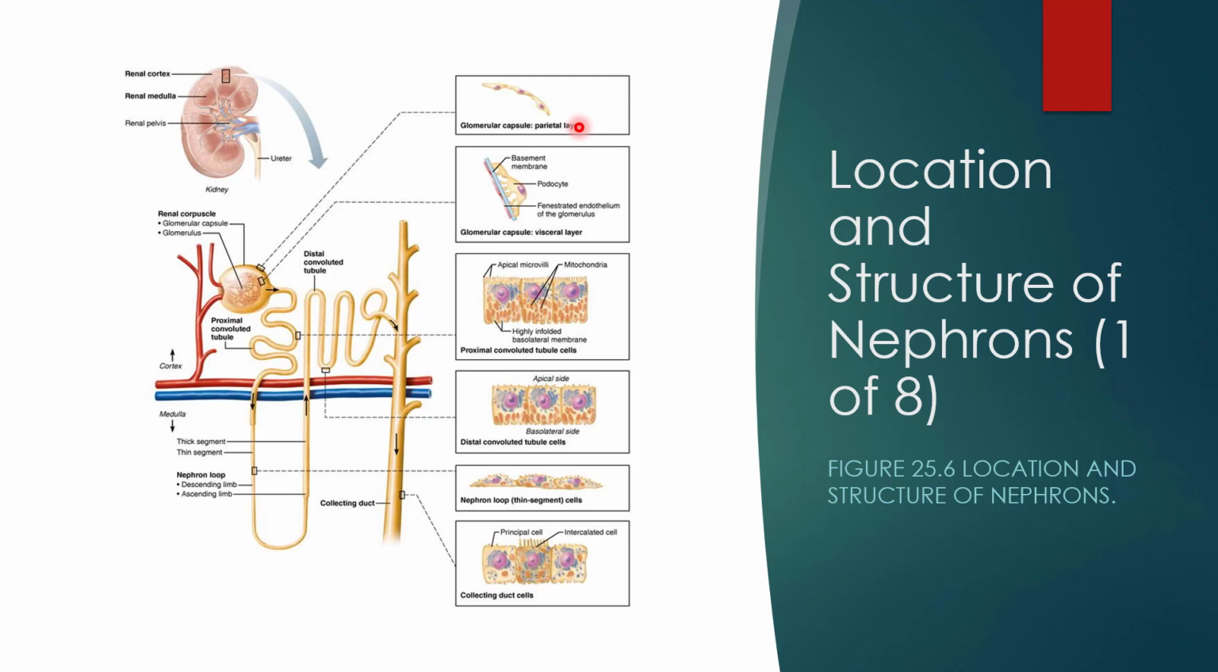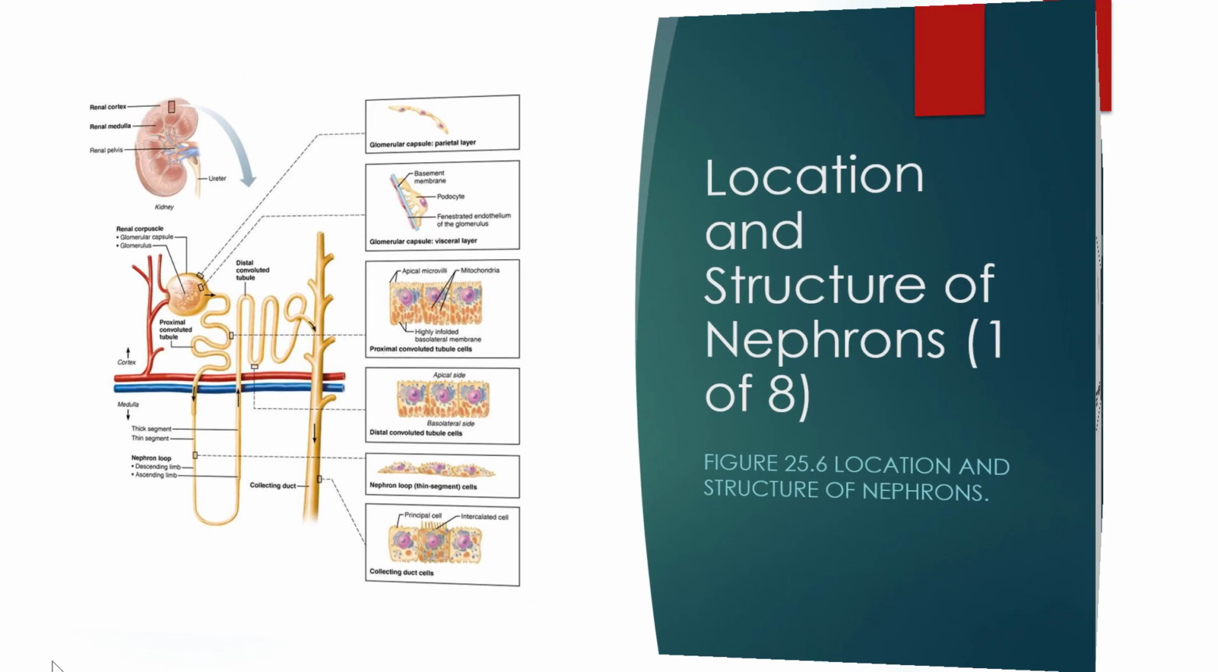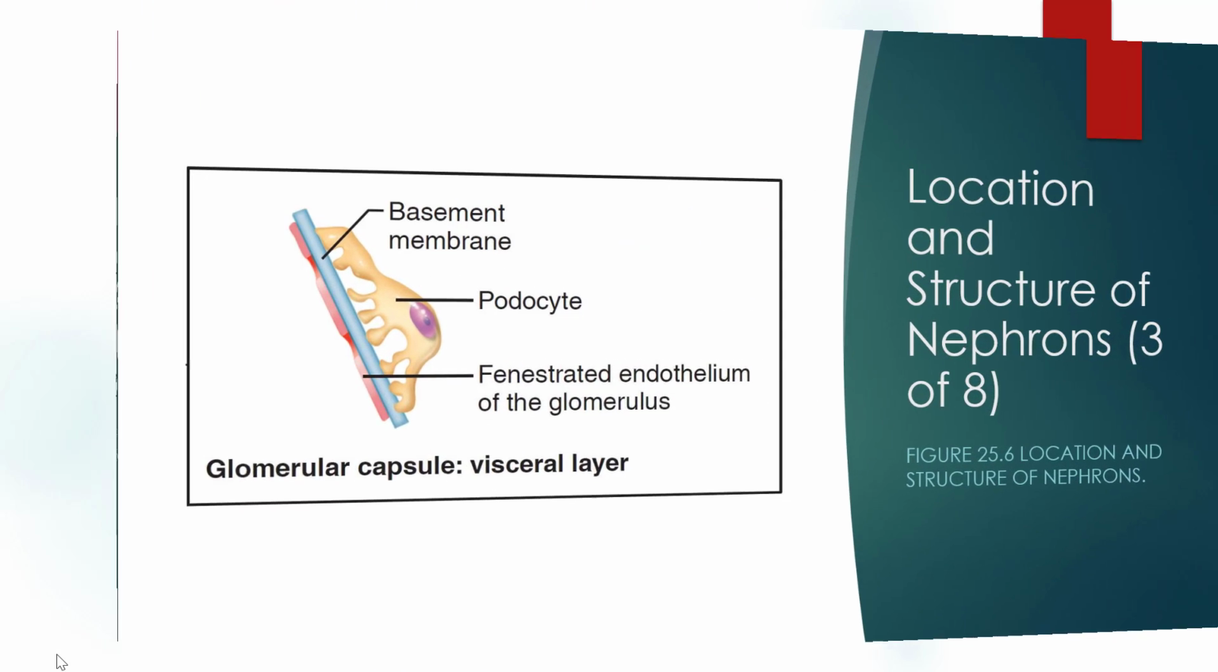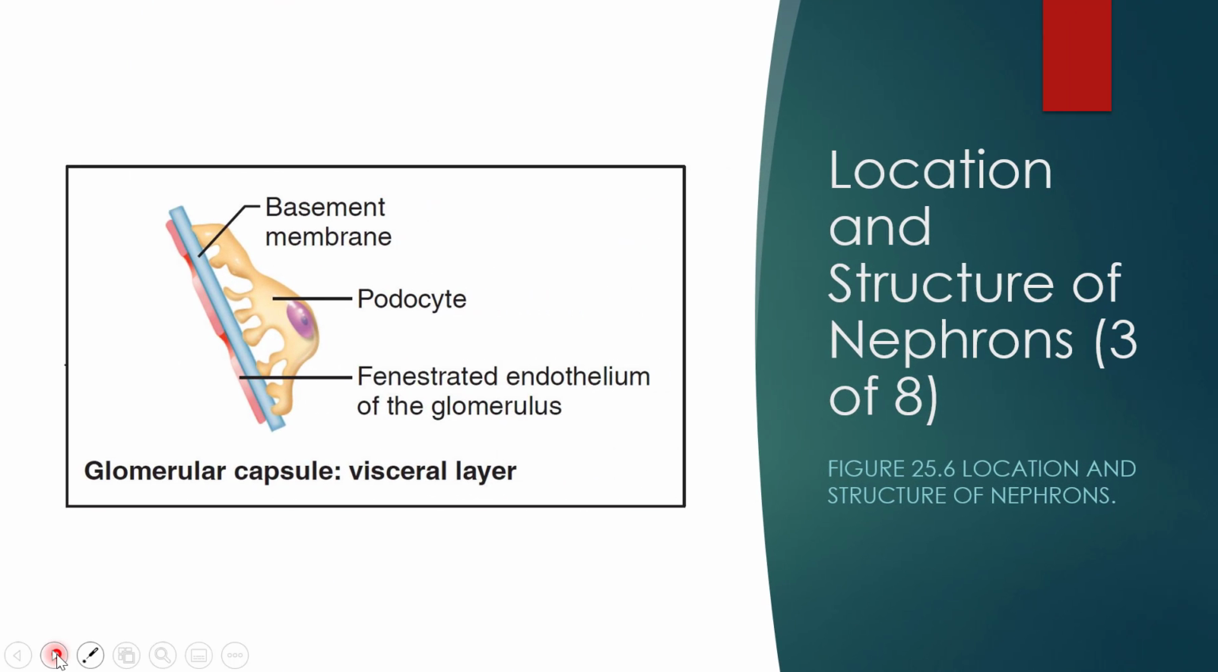Let's take a look at the rest of them. Okay, this is actually your parietal layer, and that's actually your podocytes. Okay, here you go. This is the parietal layer. They're made up of flat cells, simple squamous epithelium, and the visceral layer of the capsule is made up of podocytes. You could see the false feet of the podocyte.